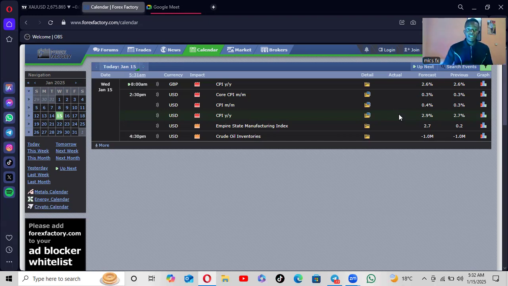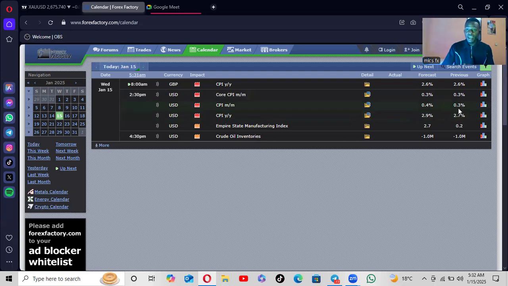So let us read our CPI. At 2:30, you can see we have the core CPI, we have the CPI M/M, and we have the CPI Y/Y. So we have 3 high impact news on USD at this time. So what is the direction? We can see from the first one, we have 3% against 3%, meaning it is neutral. The US dollar is going to be neutral, no impact, according to the first fundamental analysis. So let's read the second.